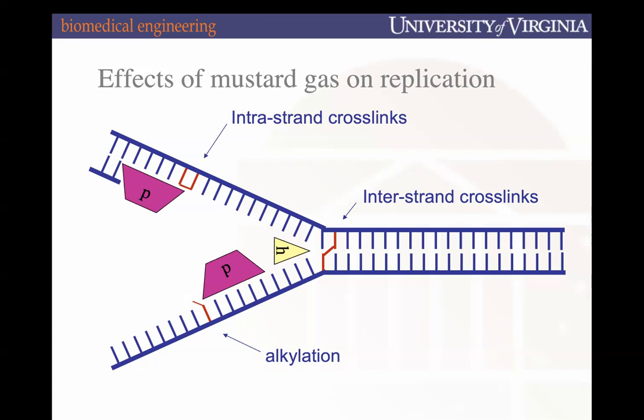And what ends up happening is that you'll have a replication fork collapse as a result of that, because the helicase isn't able to, for lack of a better phrase, open up or melt the DNA. And it's going to lead to something called a double-stranded break in our DNA, which is really dangerous.